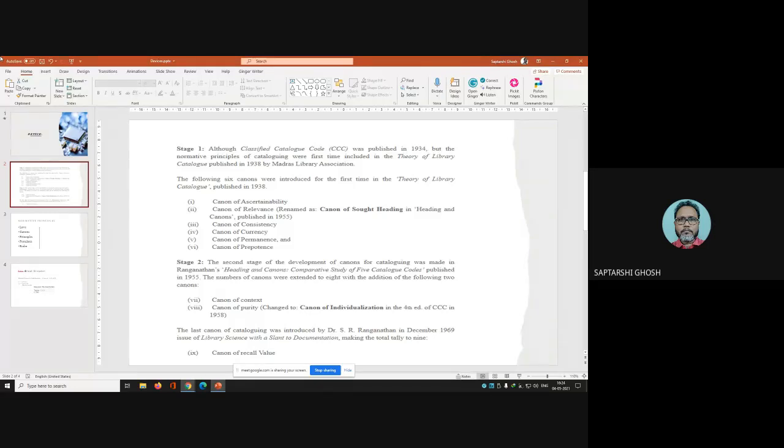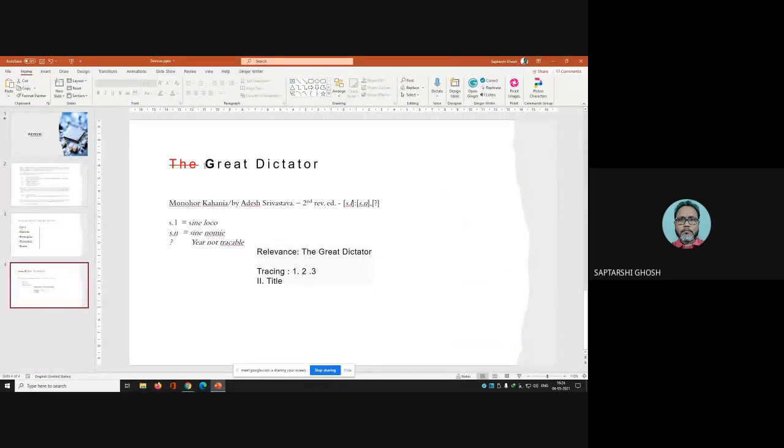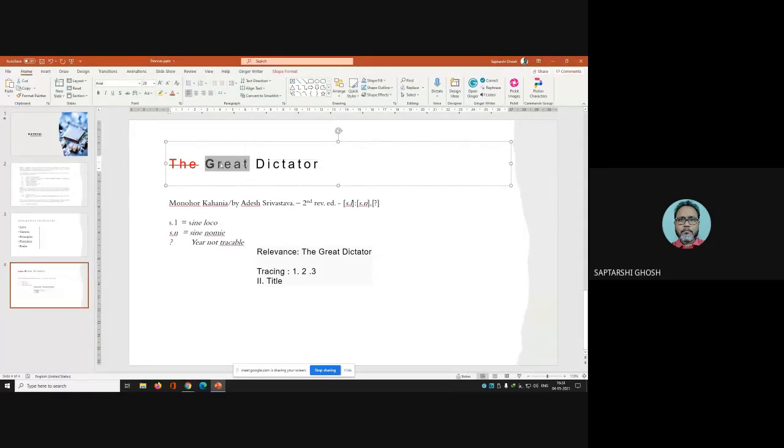If you write, as for example, canon of consistency, I'm telling you one very good example here. Many of the library schools are there where the first approach term in the heading is always written in upper case. Many library catalogs are there where the first letter or approach term is written that way. So whenever you are writing the author catalog, you are writing Srivastava, S-R-I-V-A-S-T-A-V-A, Srivastava, comma, Adesh.